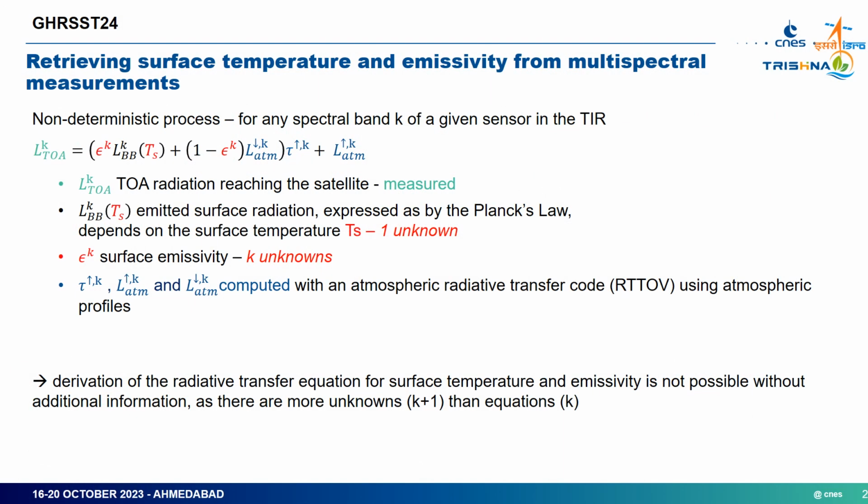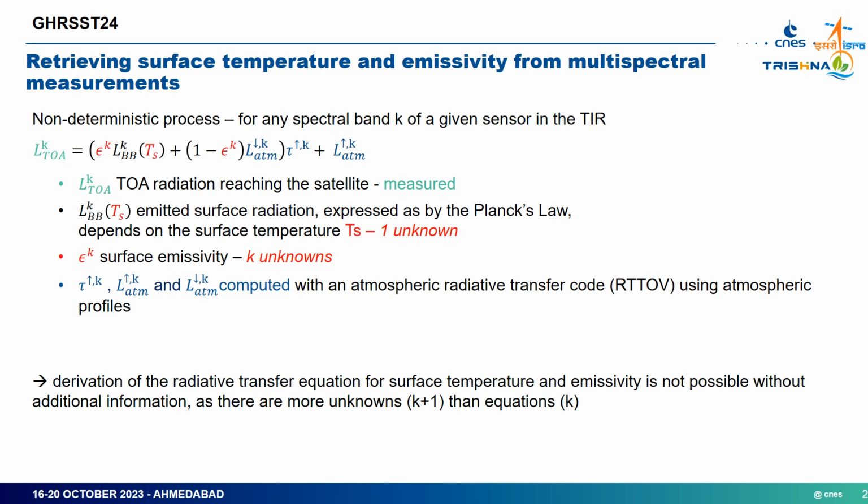First of all, a quick reminder on the equation we need to solve to access surface emissivity and temperature. The problem to solve is a non-deterministic process, and for any spectral band for a given sensor, what we know is the TOA radiation measured by the satellite in green in the equation, the three atmospheric components in blue, which are computed from a radiative transfer code, which will be RT-top for TRISHNA.